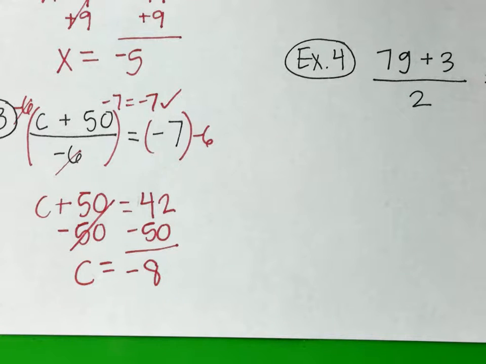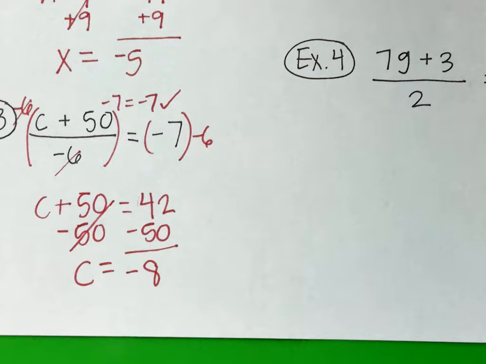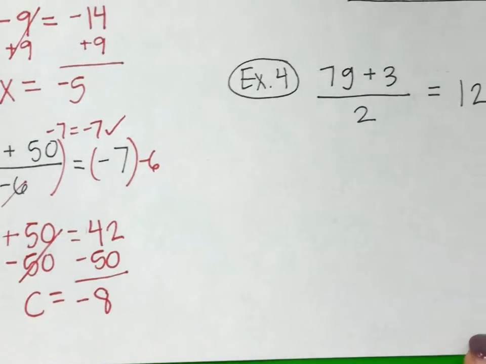Number 4, what's different about it? It has a 7 times G. All the other ones just had a variable by itself. Here we have a number in front of our variable. So that means it's just going to have one extra step to it. But we're still just going to follow the normal steps of solving an equation.